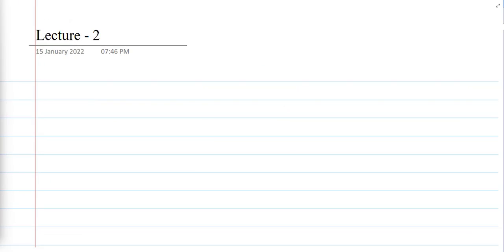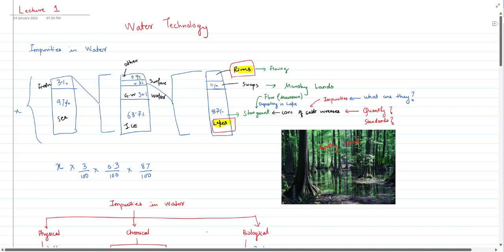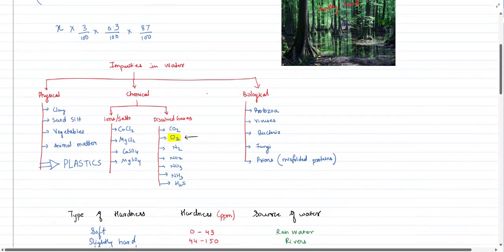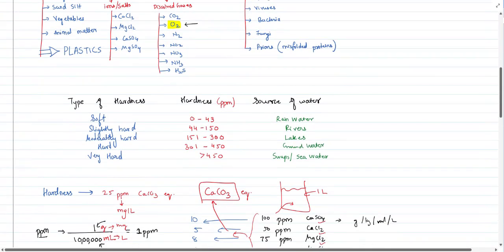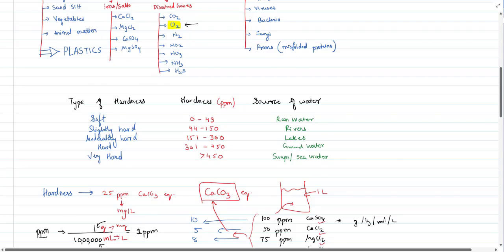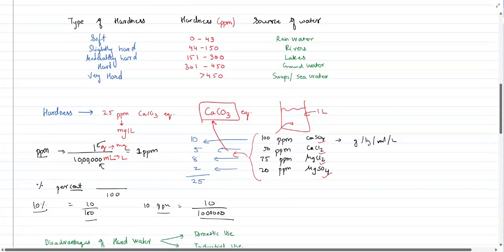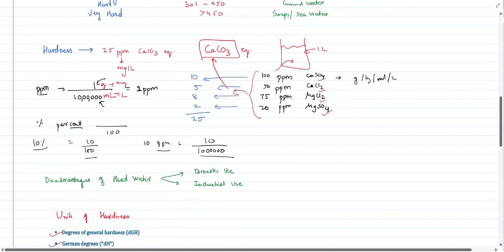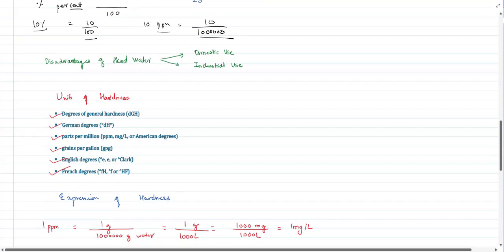So what we learned yesterday was some basics and some introduction to what the impurities in water actually are, what the types of impurities are, then the types of hardness, what the range of hardness is, and the source of water for this range of hardness. Further, we understood the units of hardness, and then how to convert ppm to mg per ml. Then we covered the different units of hardness that are generally used all over the world.